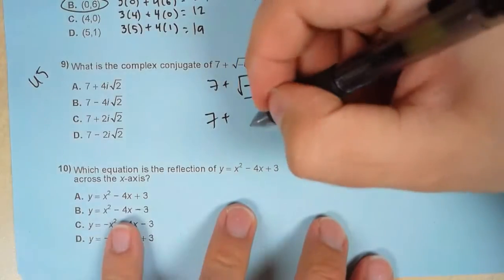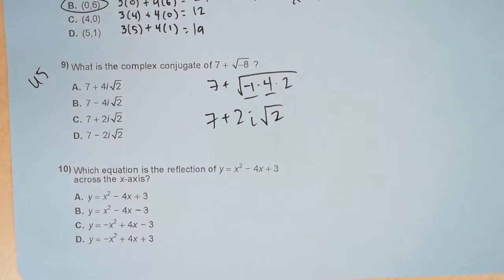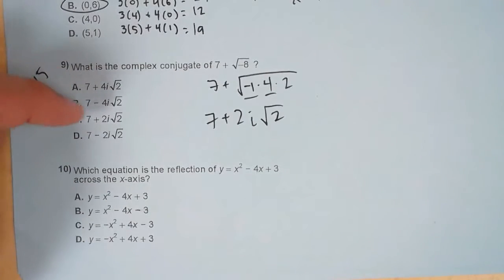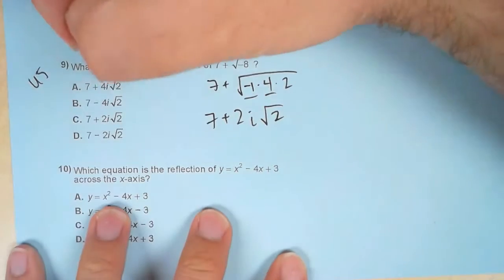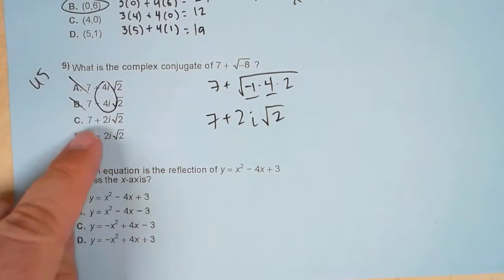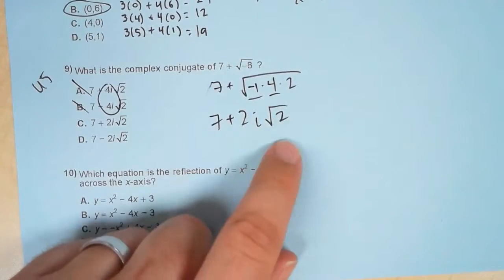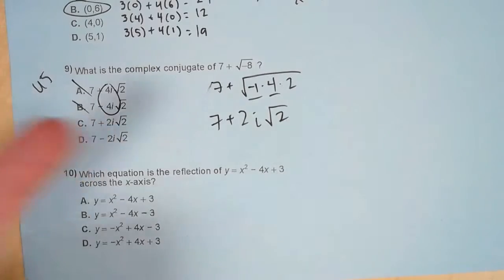Alright, the square root of negative 1 is i and the square root of 4 is 2. So this gets rid of 2 answers right off the bat, because we've got 7 plus 4i square root of 2 and 7 minus 4i square root of 2. We know that because of these 4s, we don't want either of these answers. So we're looking at C or D. This is just the simplified version of the original problem, which says it's not what it's asking for.